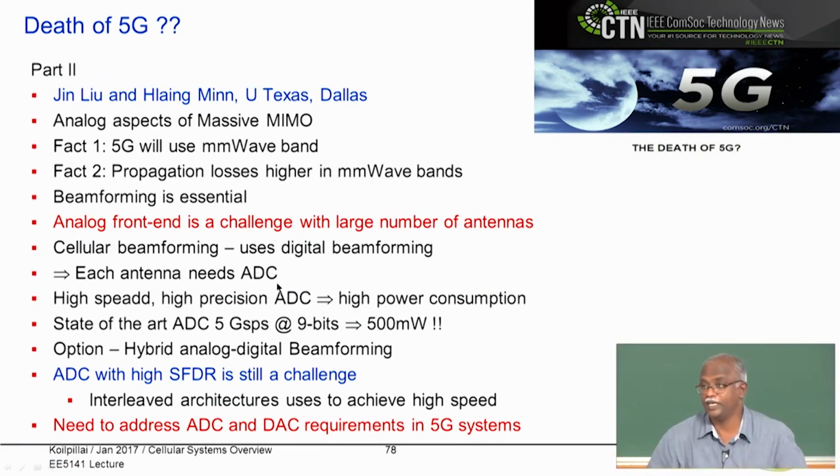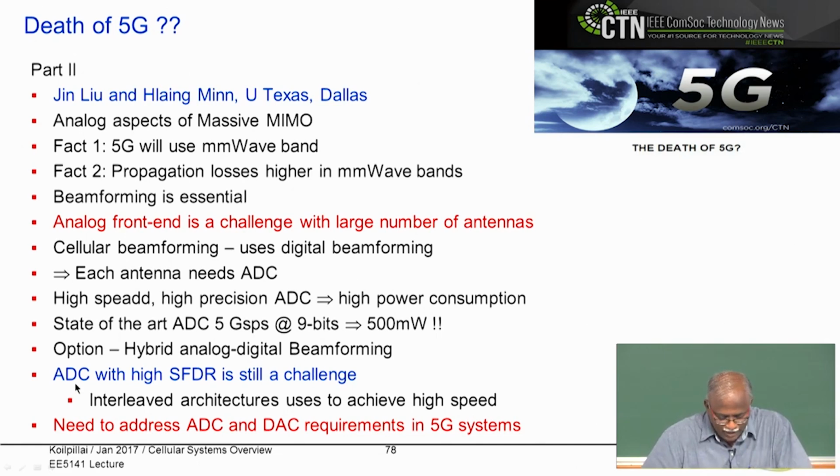Let's say you want to transmit at 100 megabits per second. The caution is that today's ADCs that have to run at such high speeds, with a resolution of 9 bits or 12 bits, will consume a lot of power. For example, today's state-of-the-art A to D converter at 5 gigasamples per second, 9 bits precision, actually consumes 500 milliwatts. That is a lot of power. If you have 64 of them running in a device, it will be very power hungry.